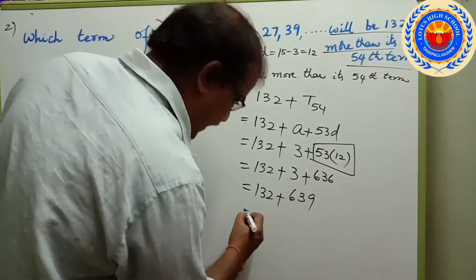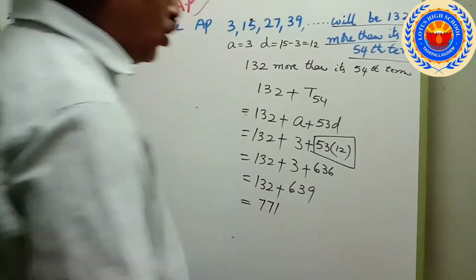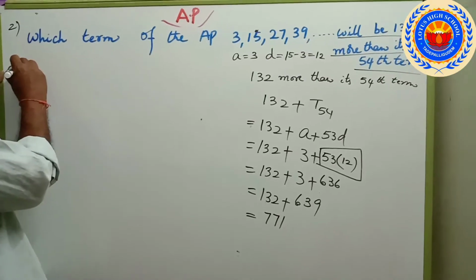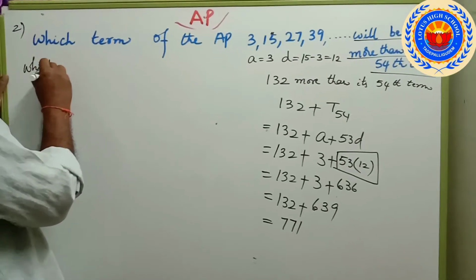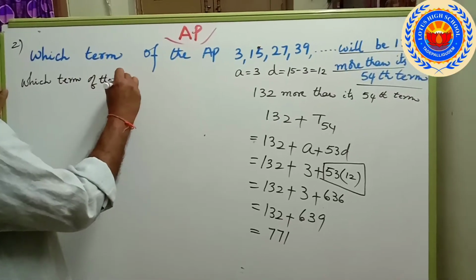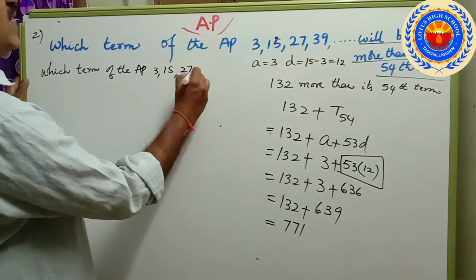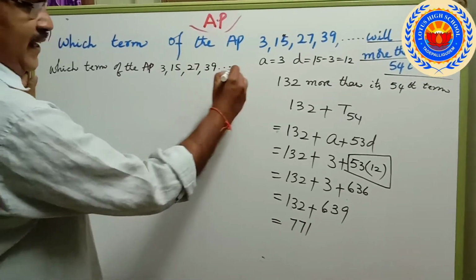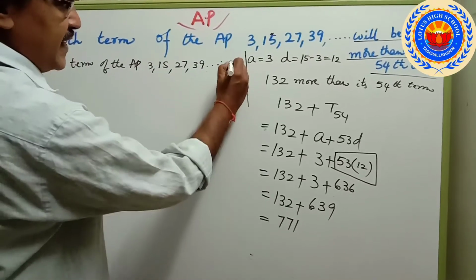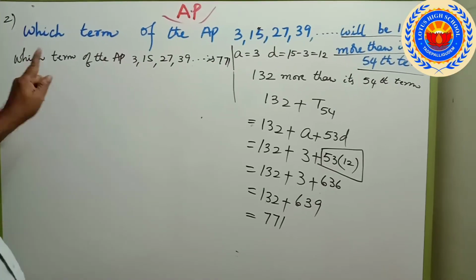636 plus 3, 639 is equal to 771. If you add these two, 771. Now, my question is, I am changing which term of the AP 3, 15, 27, 39, and so on is 771, like the previous sum. The same model I explained today.